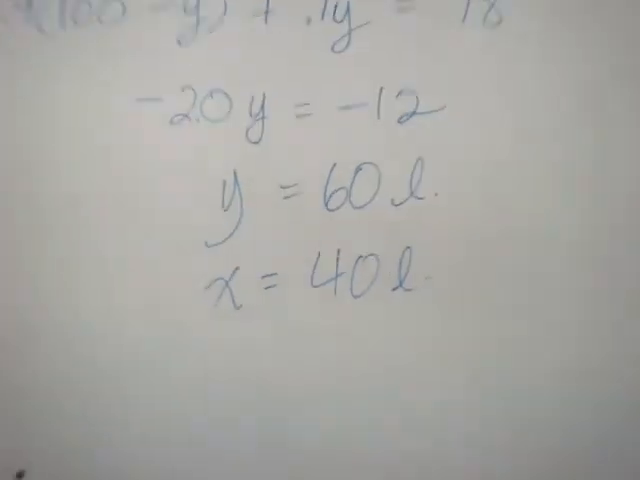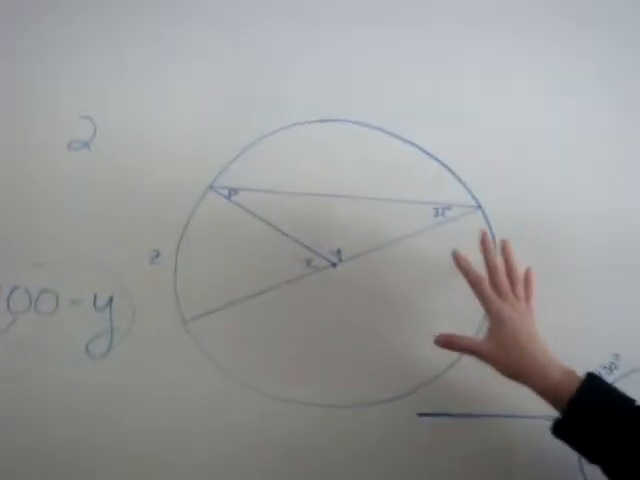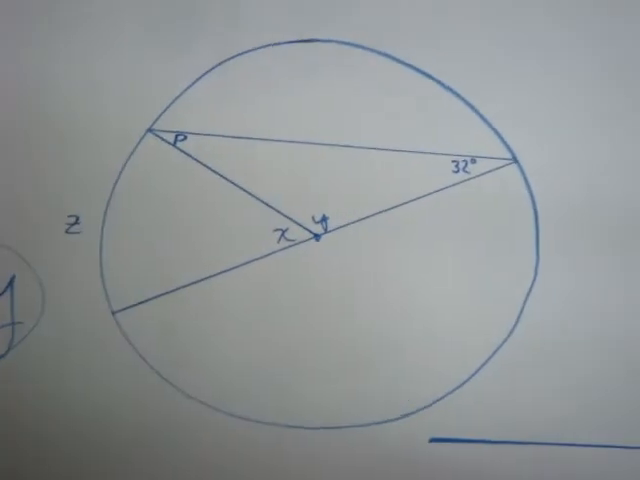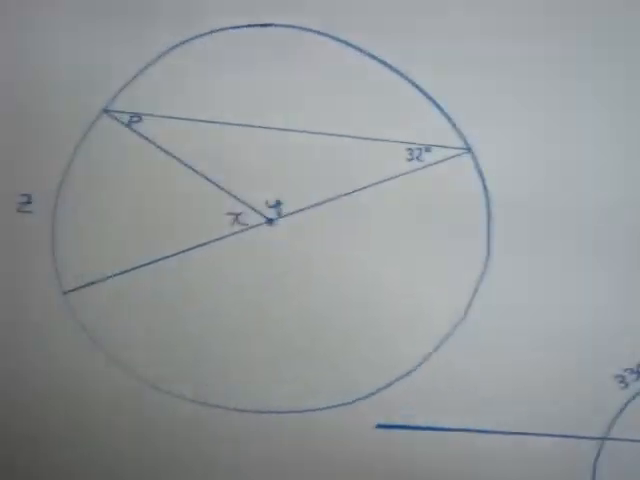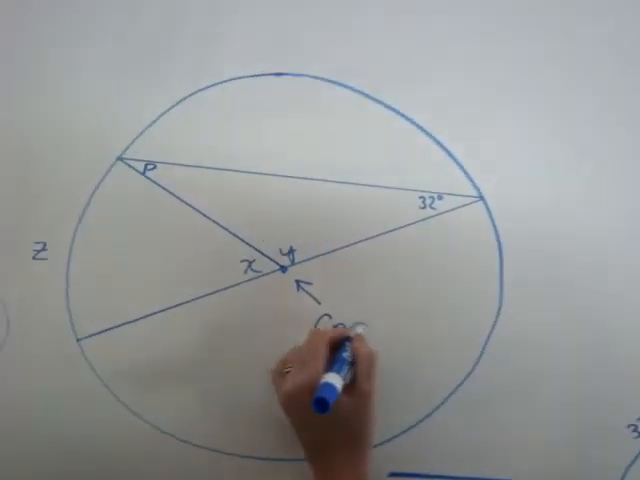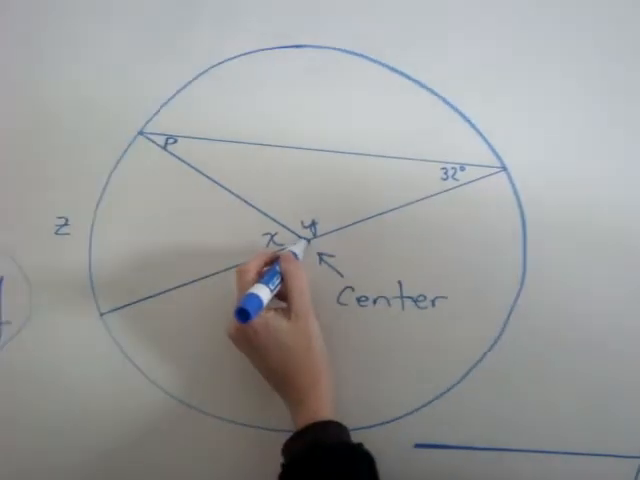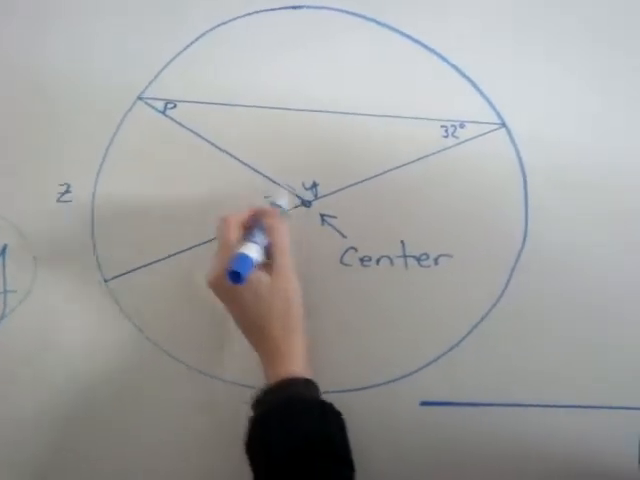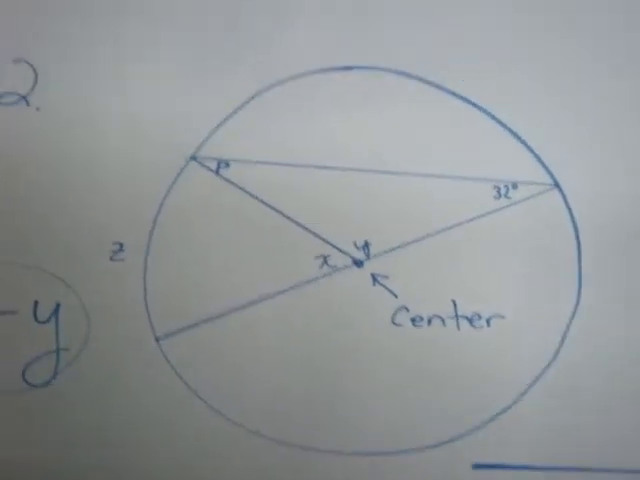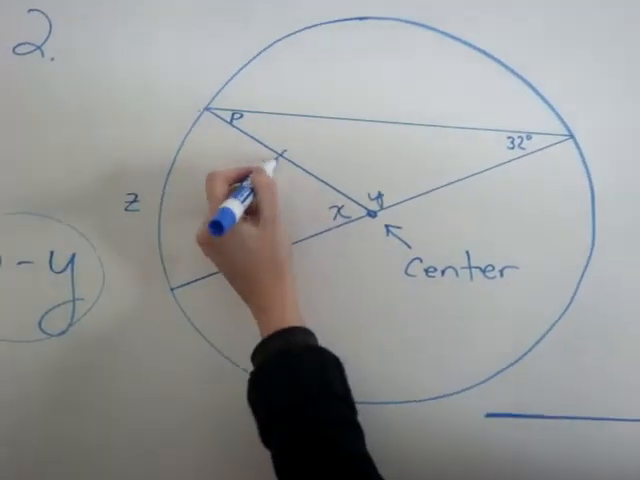Alright, let's move on to the next problem. This is a circle problem. Some of you didn't get the right printout and your circles were all messed up, and I took that into consideration. This is a simple circle problem. The things you need to keep in mind is this is the center of the circle. I wrote that on there. If this is the center, then the center to any point on the circle would be the radius. And all the radii of a circle are equal. So we know this equals this.